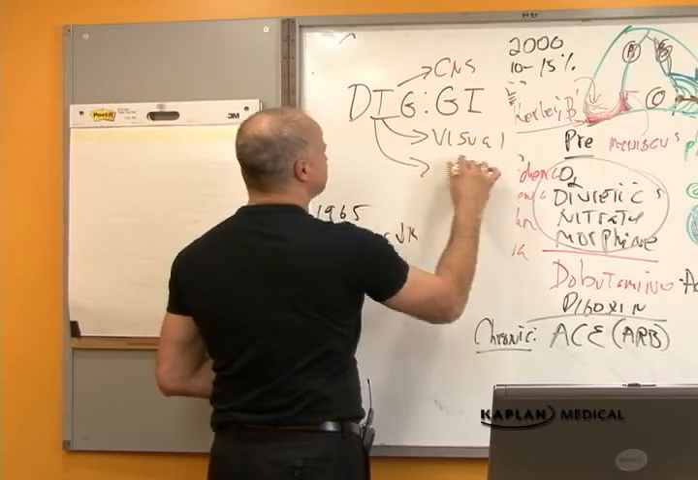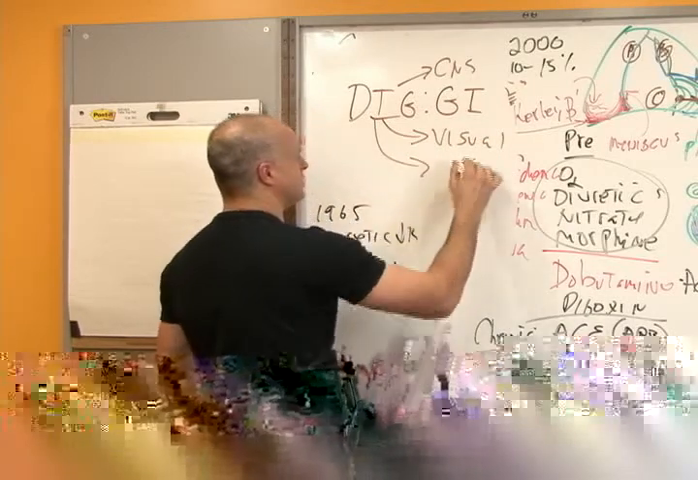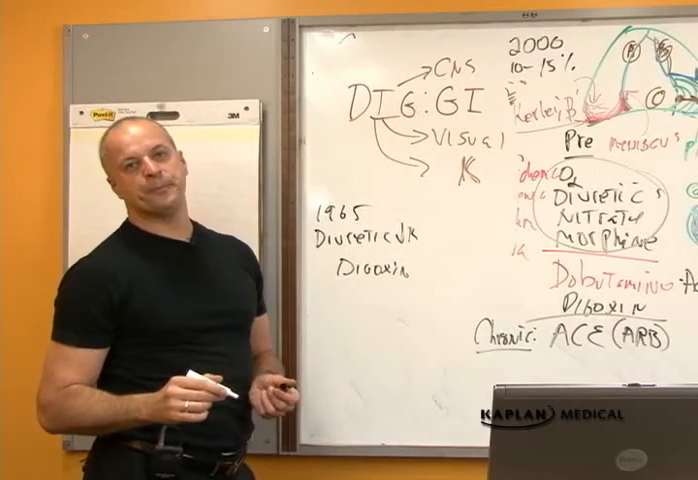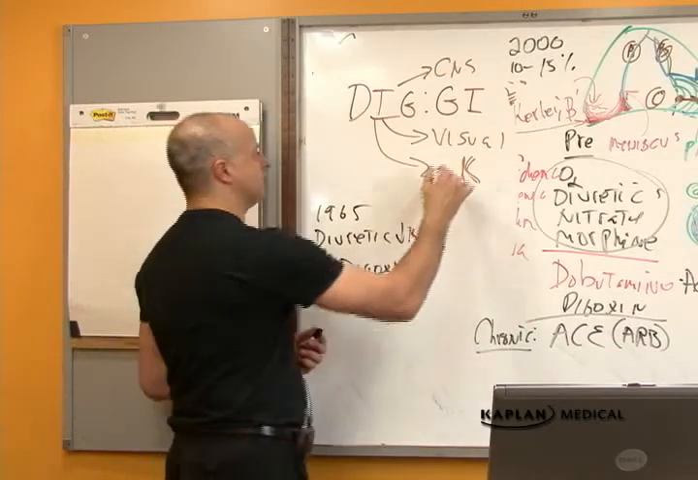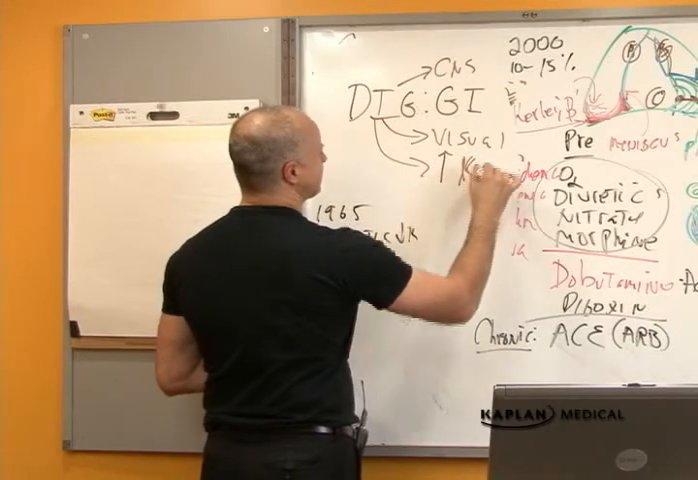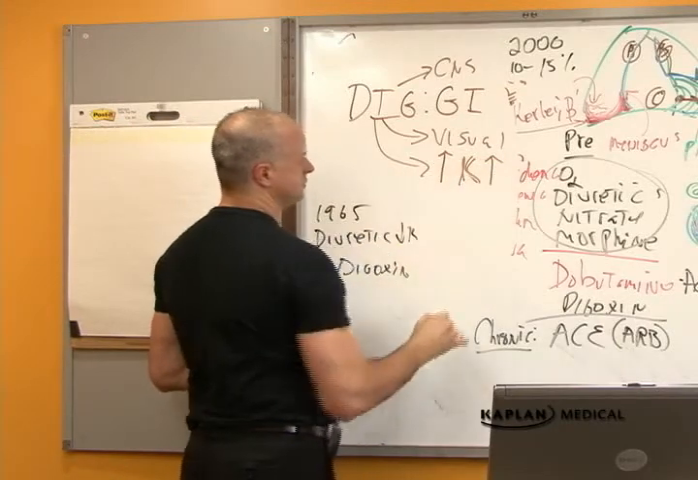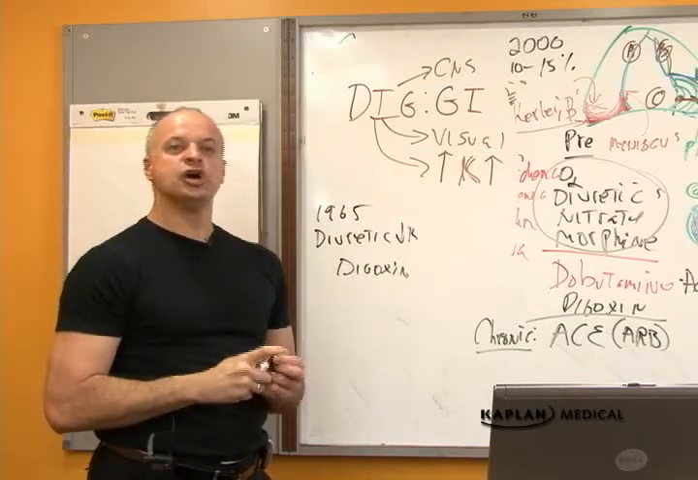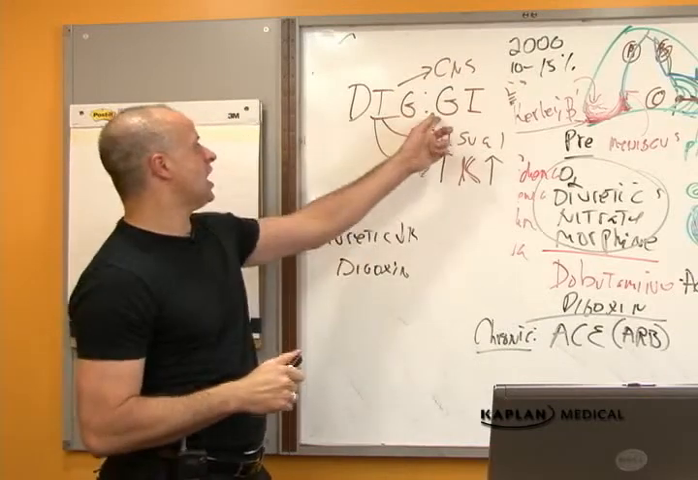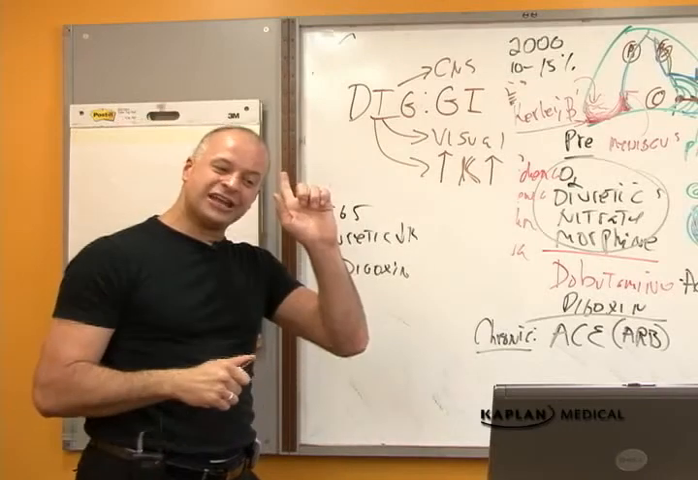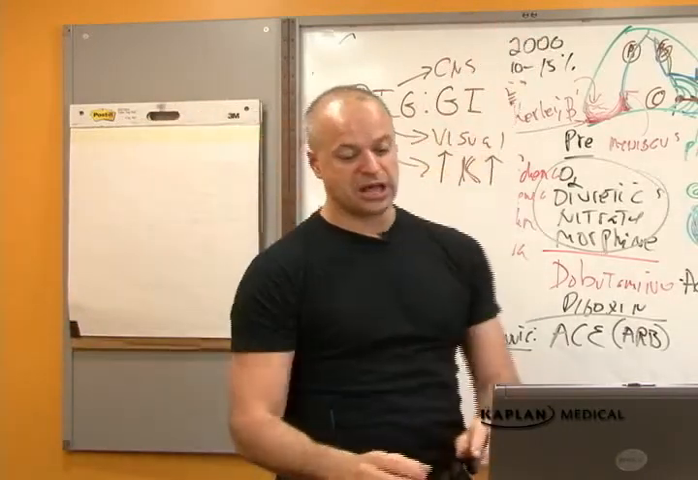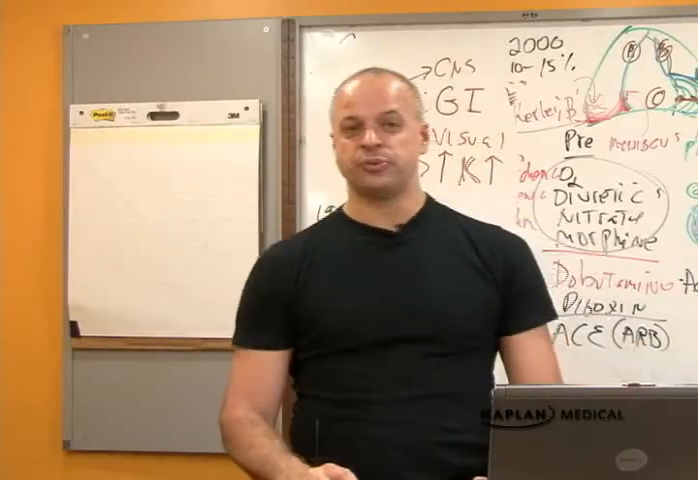Digoxin, does it lead to hyperkalemia or hypokalemia? Digoxin toxicity leads to hyperkalemia because it inhibits the sodium-potassium ATPase. Most common toxicity? GI. What arrhythmia? Any arrhythmia. What's the most common arrhythmia? Atrial tachycardia with block.